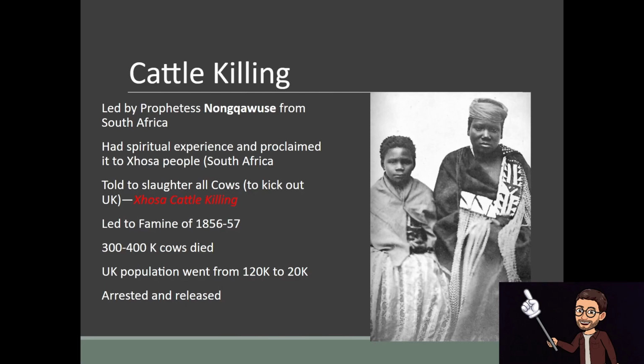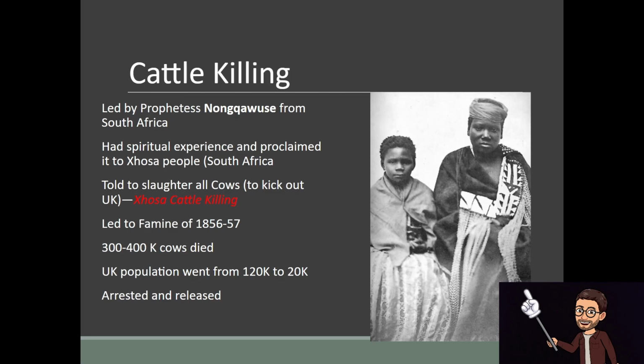Now, in South Africa, we have a South African priestess of the Xhosa people, and she has a spiritual vision that if the Africans kill all of the cows in what is known as the Xhosa cattle killing, the British will leave. And they were kind of right. But it leads to a famine of 1856 to 1857.